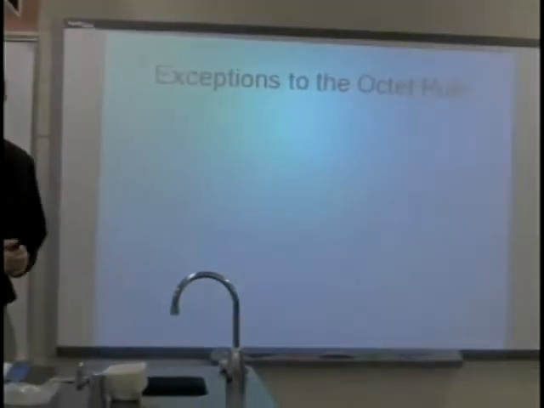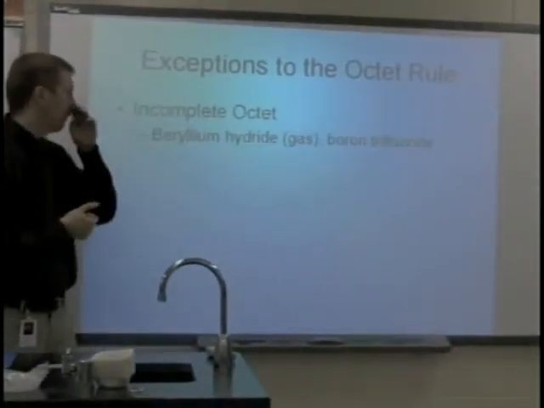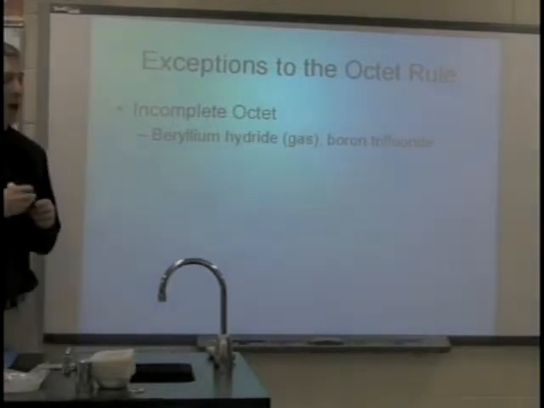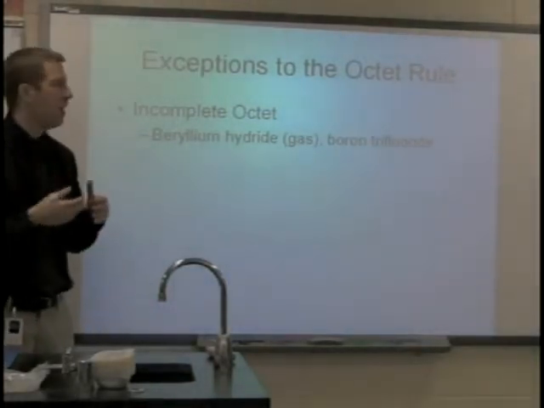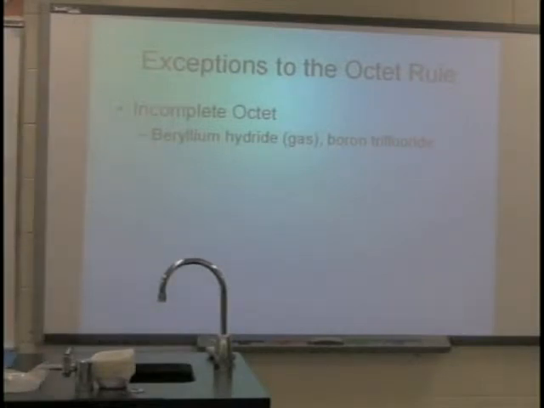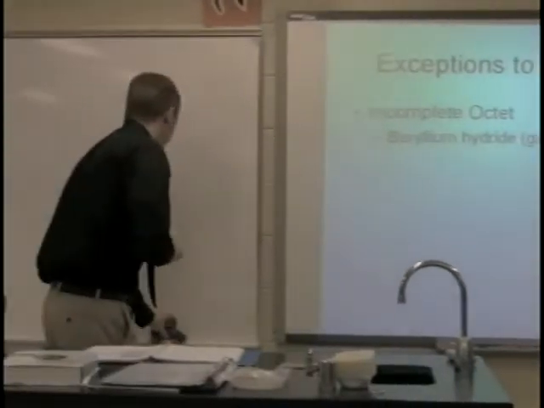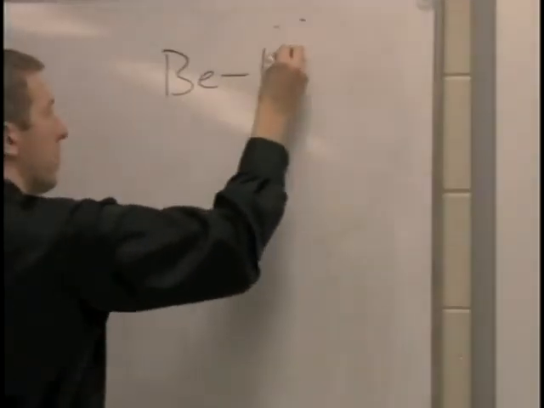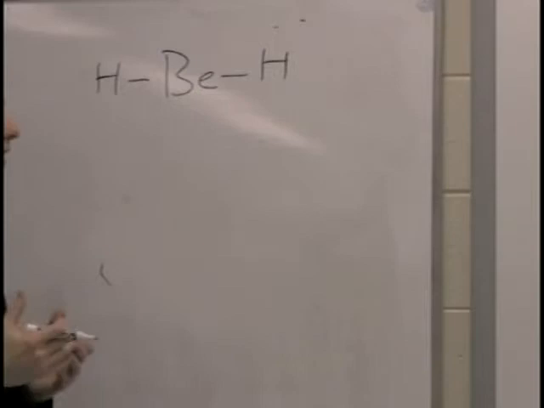Next thing we're going to go over is exceptions to the octet rule. So there's a few of them. The first one's called an incomplete octet. An incomplete octet means you have less electrons than 8. But sometimes there's no avoiding that. 2 examples that we talked about in class are beryllium hydride or boron trifluoride. So on beryllium hydride, beryllium only has 2 electrons. So it can bond to each hydrogen, but that's all it can do. So it can't get to the octet because it doesn't have enough electrons. This is still a stable molecule for it.